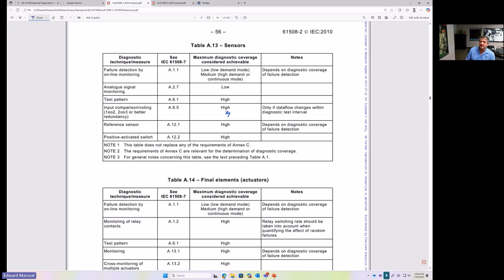So if I did 2 A to D conversions inside the same transmitter and compared them, I would expect a high degree of diagnostic coverage, greater than 99%. But here, you're not doing that. You're getting one BPCS transmitter that's getting A to D in the DCS. You have another transmitter that's getting A to D in the SIS.